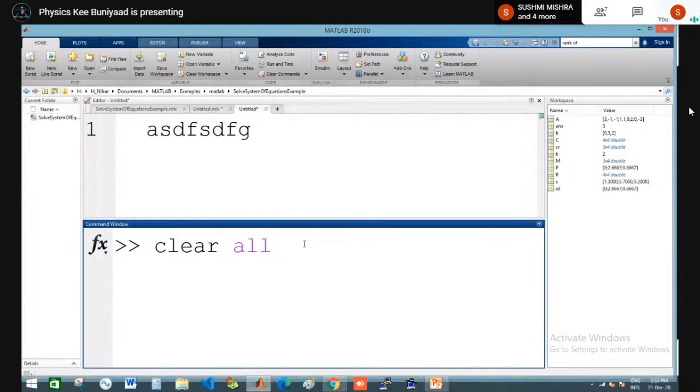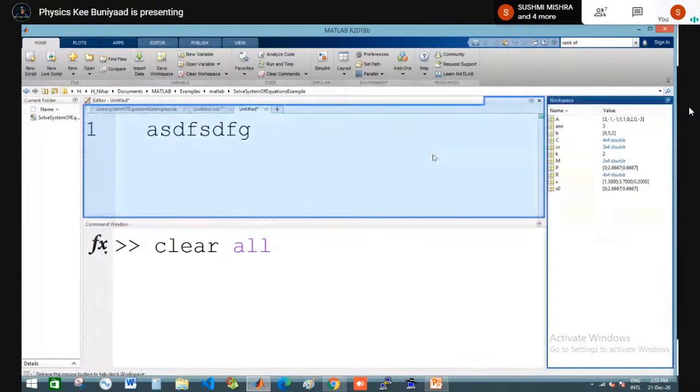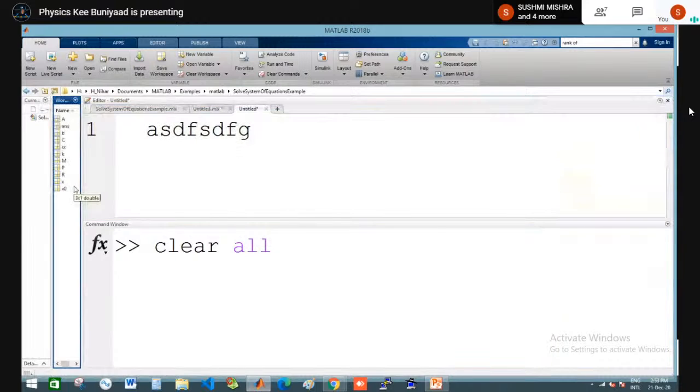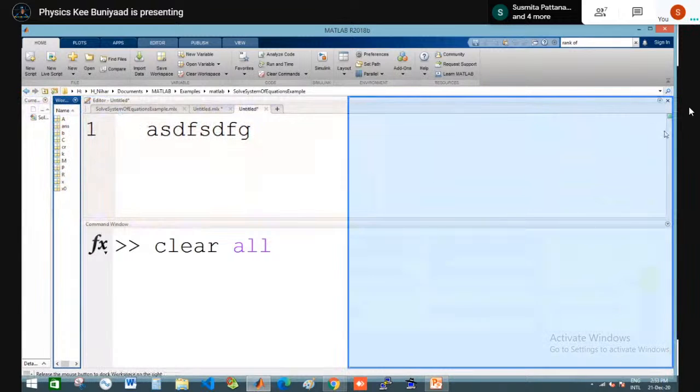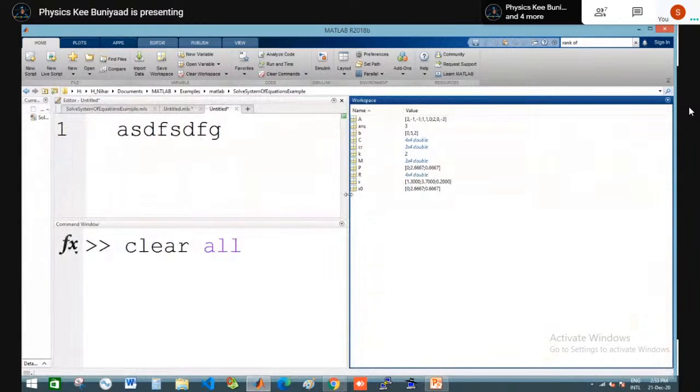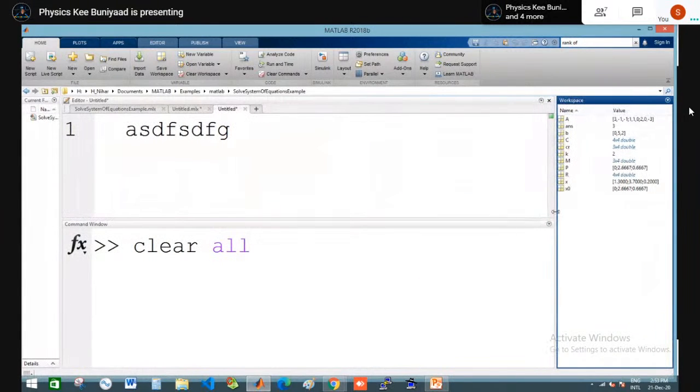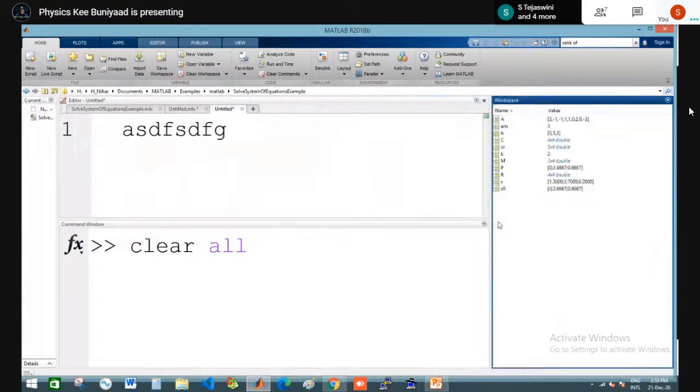The window Akira just showed you is called the workspace window. It may be on the right hand side, on the left hand side, or at the bottom, wherever it is. You can change the position of that window also. Select that window and take it to the left side, and it will be on the left hand side. Wherever you put it, it will go there. Just click and drag and drop. Then you can resize it, depending on your requirement.